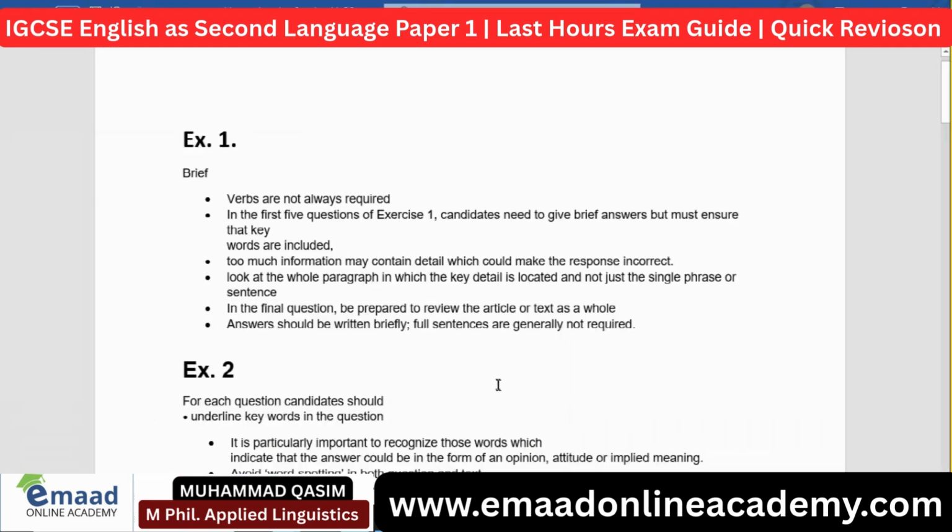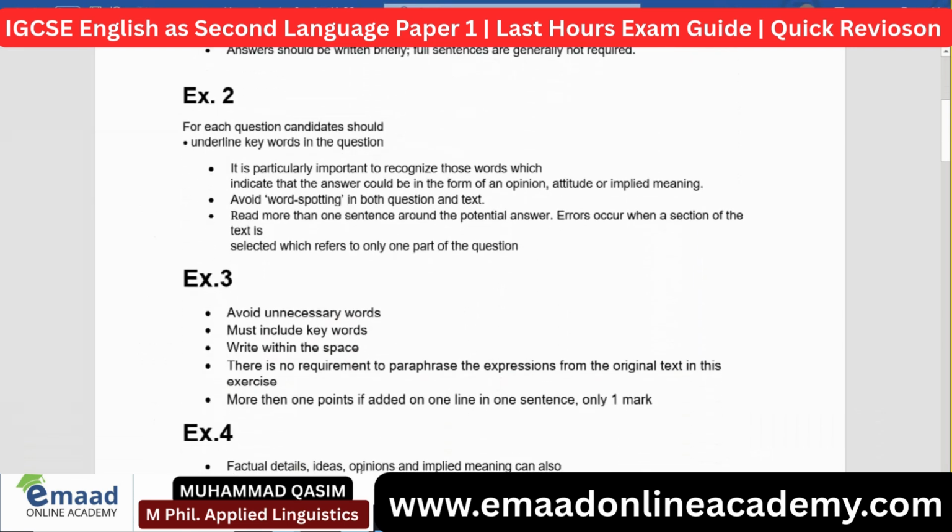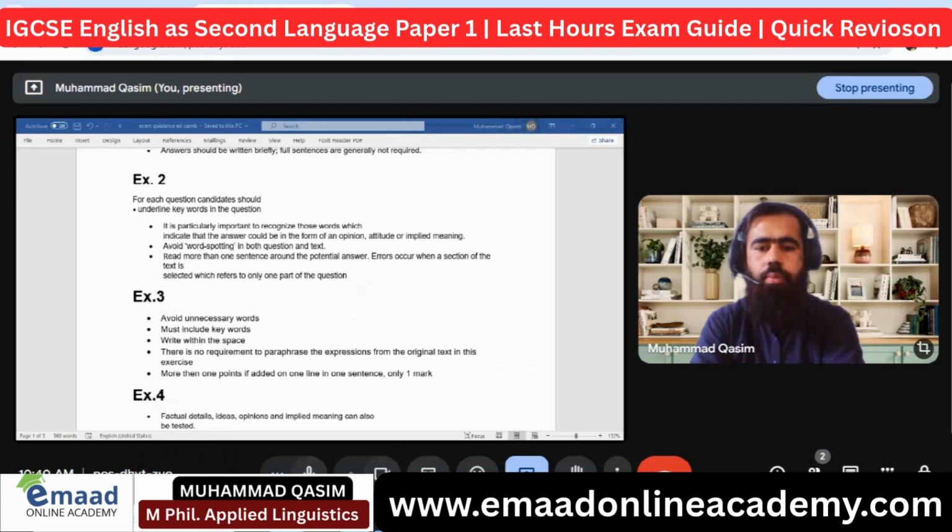Exercise 2 has always been confusing and challenging for many of the students. So let's discuss this one. For each question, candidates should underline the key words in the question, but think about the idea. Do not start looking for the same words in the text to find the answers. It is particularly important to recognize those words which indicate that the answer could be in the form of an opinion, attitude, or implied meaning. Simply looking for the keyword and finding the answer can confuse you. Be careful about the potential distractors as well, and read more than simply the words around. Read the whole paragraph where you think the answer can be found.